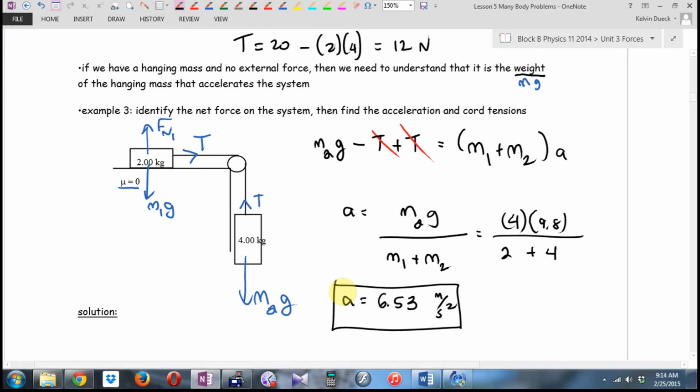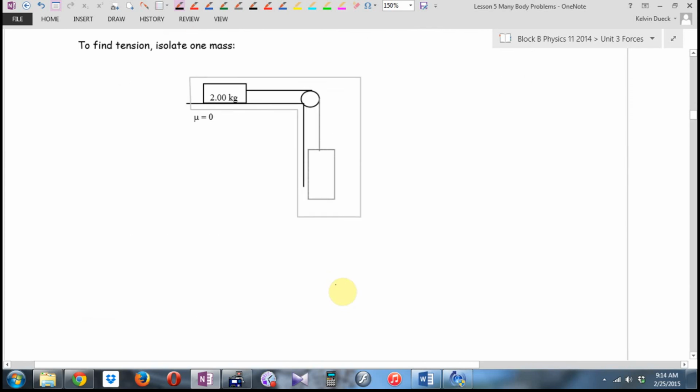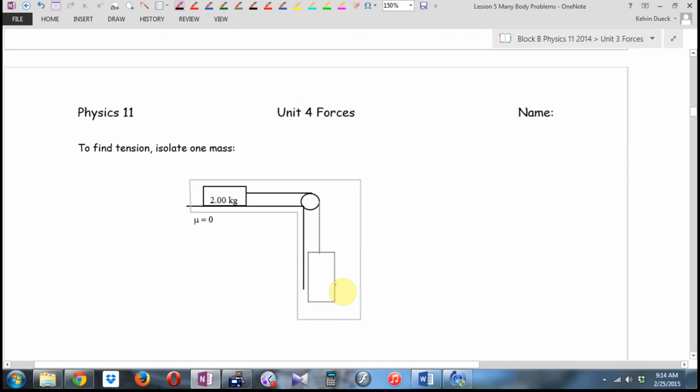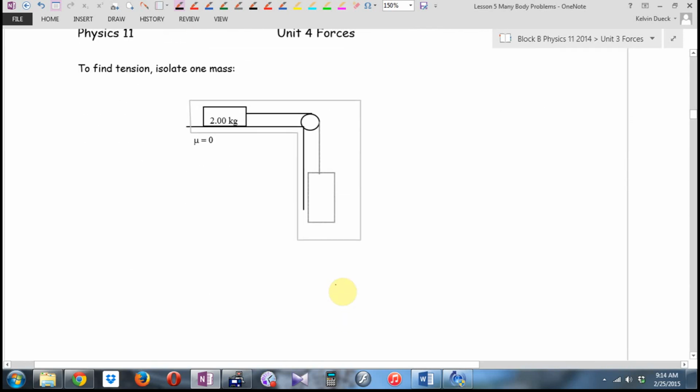What else did they want me to find? They said find the acceleration and tension. To find tension, let's look at one mass. Which mass do you want to use? We can use mass 1 or mass 2. Doesn't matter. Mass 1? Okay, so I'm not going to redraw. Do I? Yeah. To find tension, I wrote here, isolate one mass. I guess I did have space over here. Okay, fair enough. So we had m1g, normal force 1, and tension.